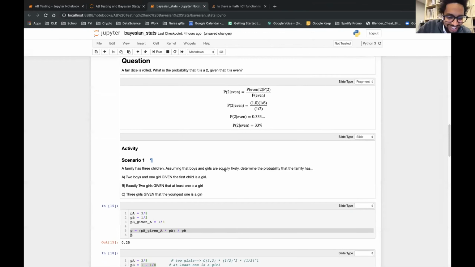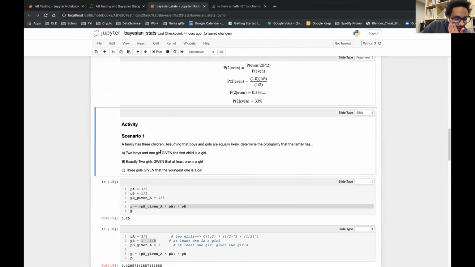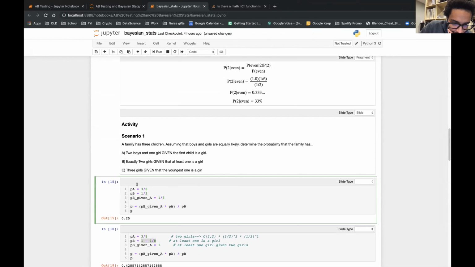I'm going to stop sharing. All right, for A, we were looking at 2 boys and 1 girl, given the first child is a girl. So for the probability of A, we did 2 boys and 1 girl. For probability of B, we did first child being a girl. And for B given A was just 1/3. And we got 0.25.